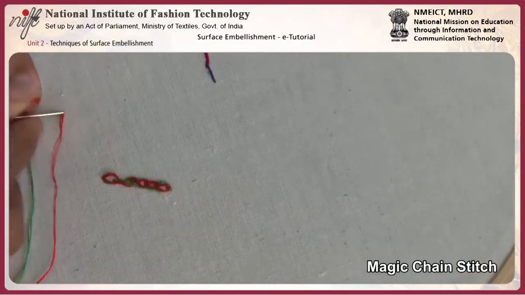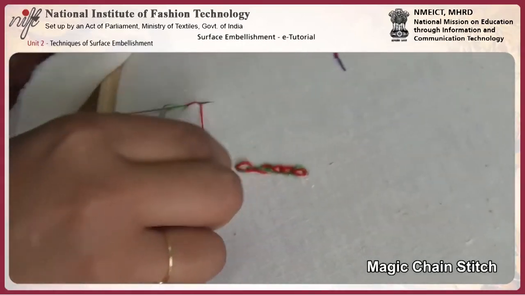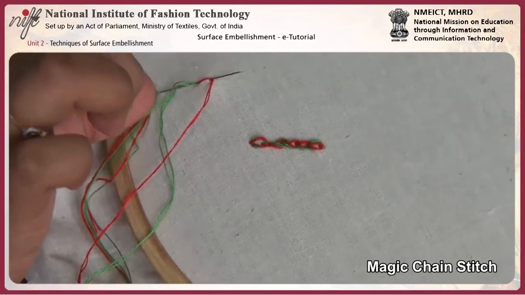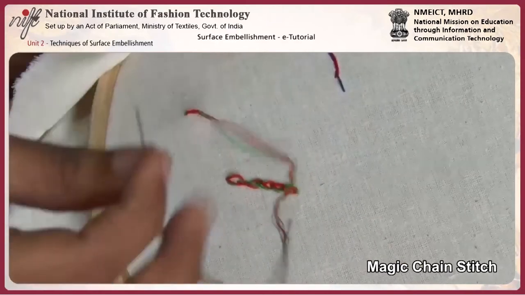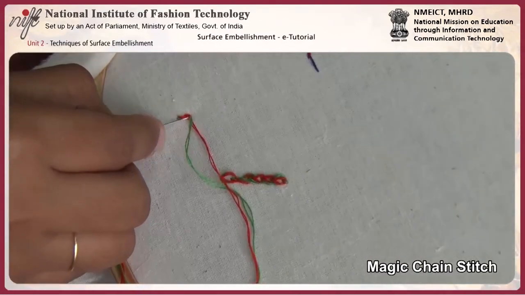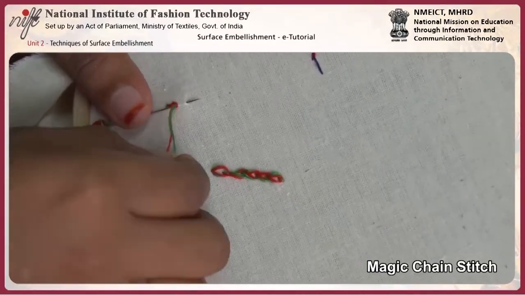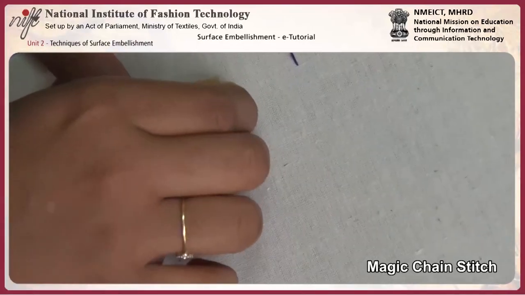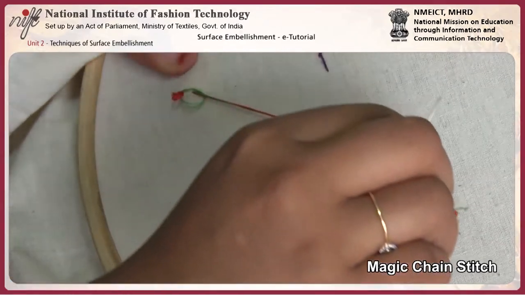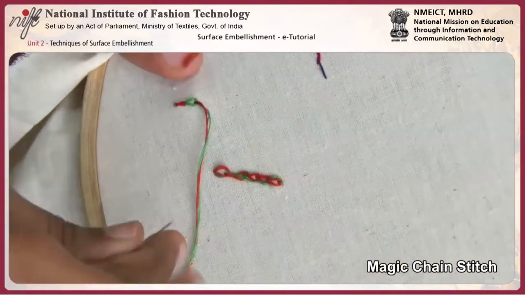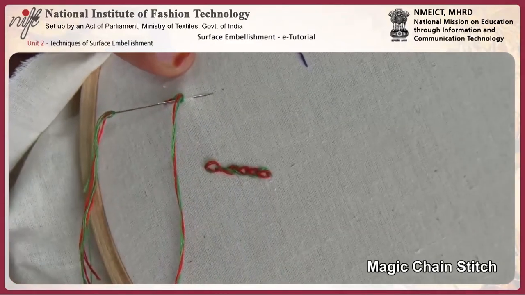Like we did for chain, take a few and loop the needle with orange color thread, pull it out. Next, take green color thread, pull it out. So alternately, now take orange color.